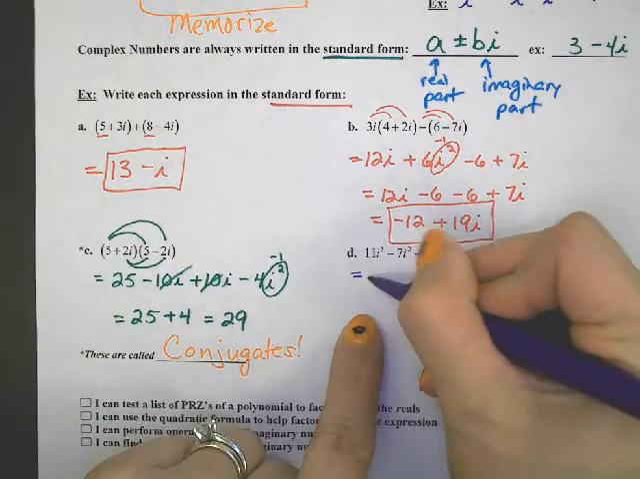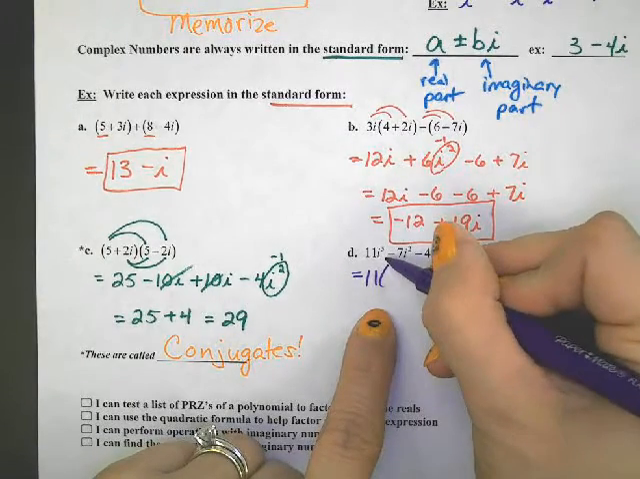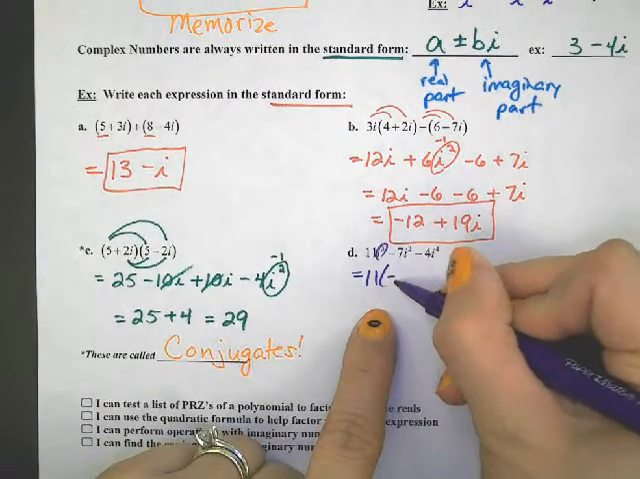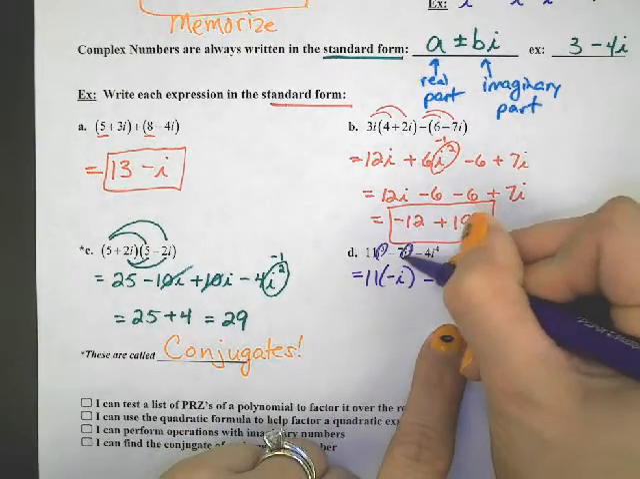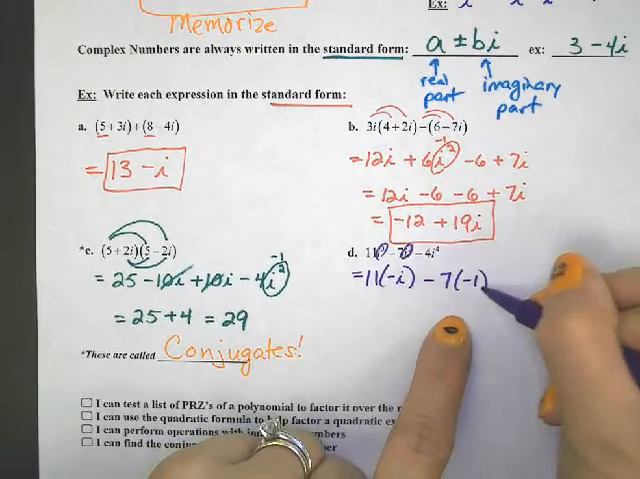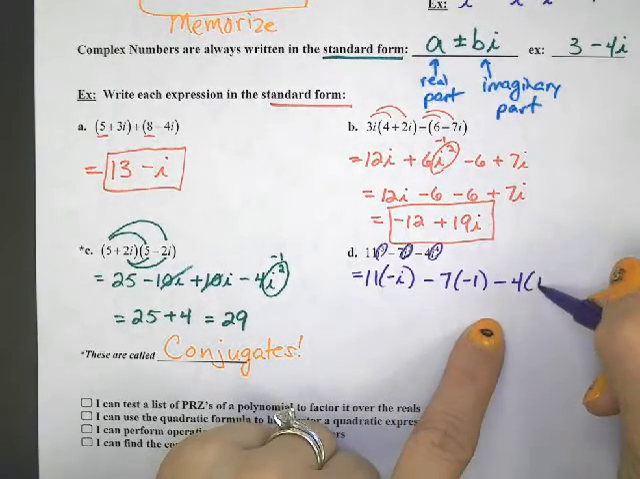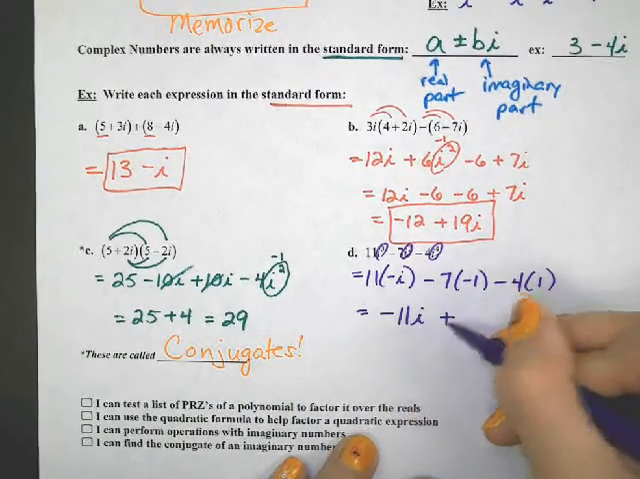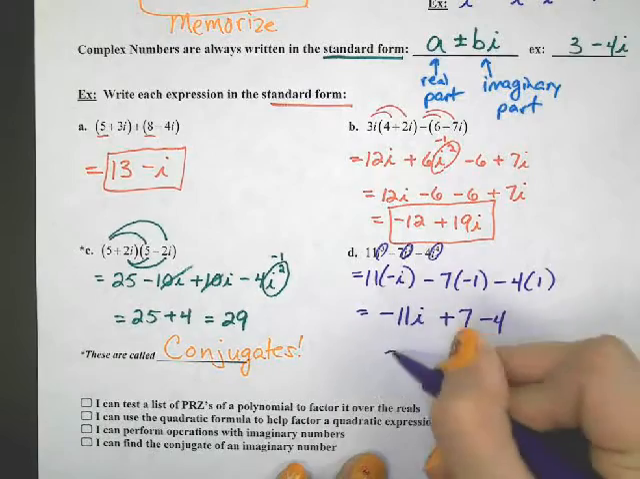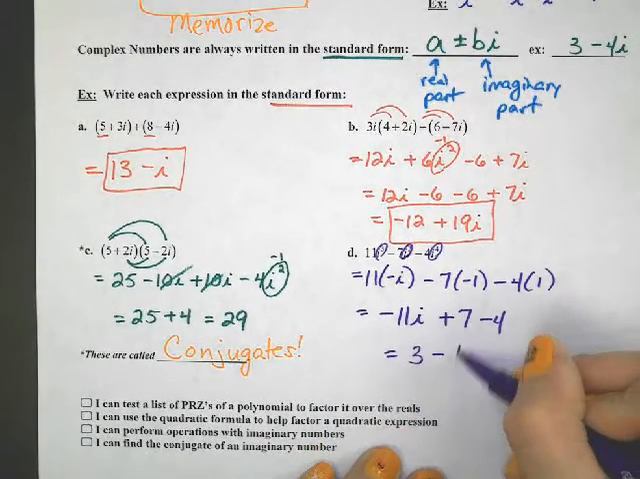We need to simplify i cubed. So look at the chart or tell me what i cubed is. i cubed is negative i, minus 7. Ooh, what's i squared? Negative 1, minus 4. Ooh, what's i to the fourth? A positive 1. So I've got negative 11i plus 7 minus 4. Don't forget to put this in standard form. The real part is 3, minus 11i.